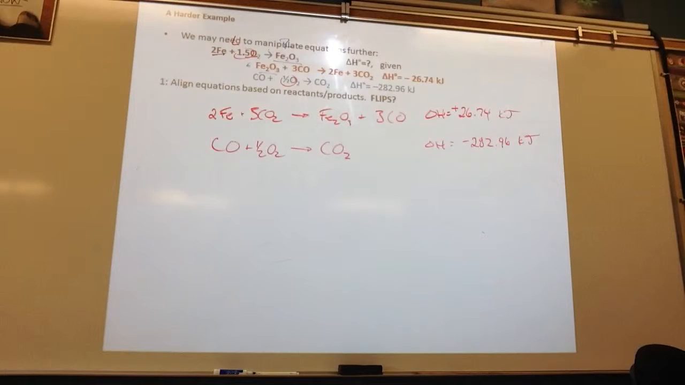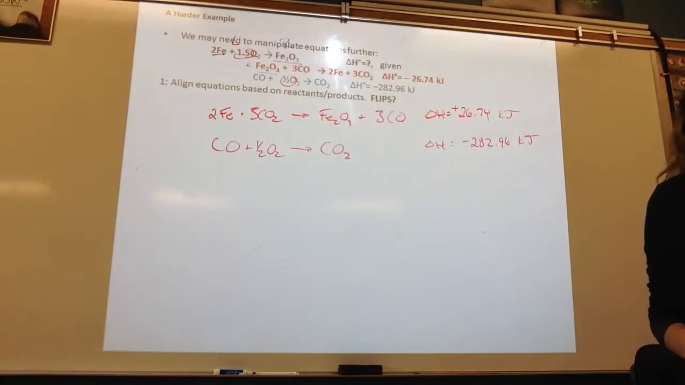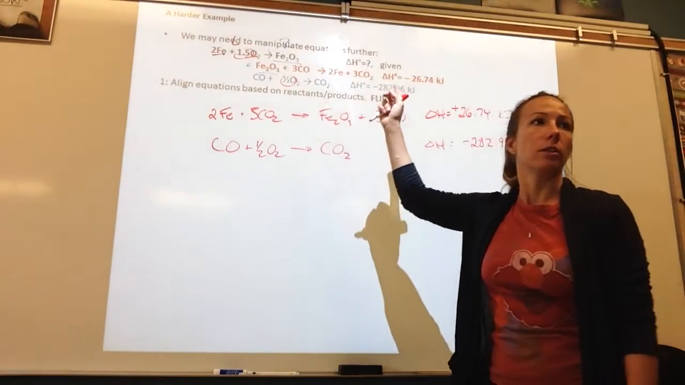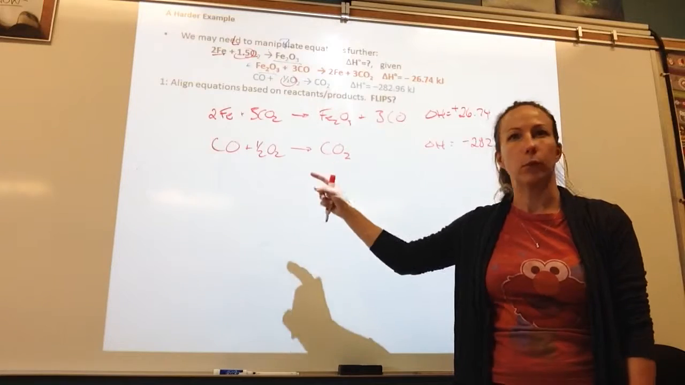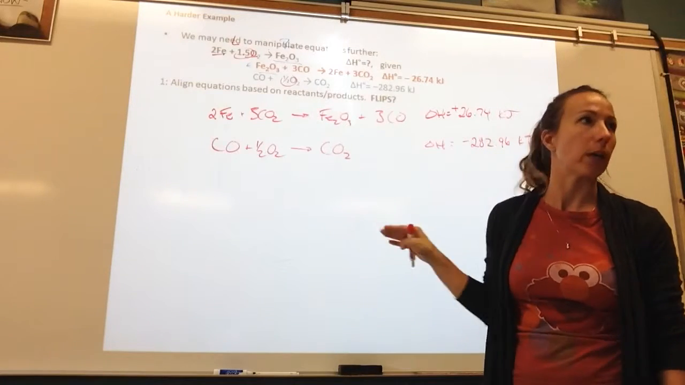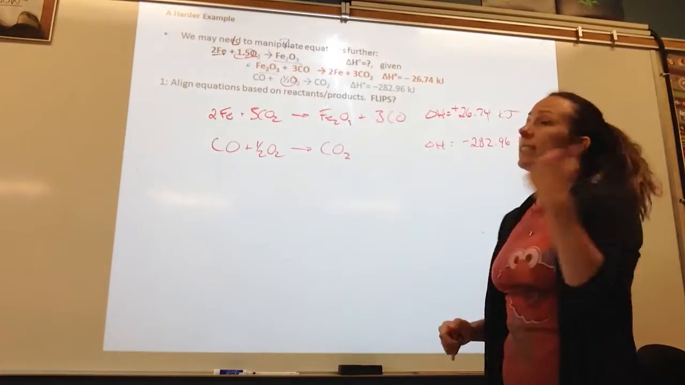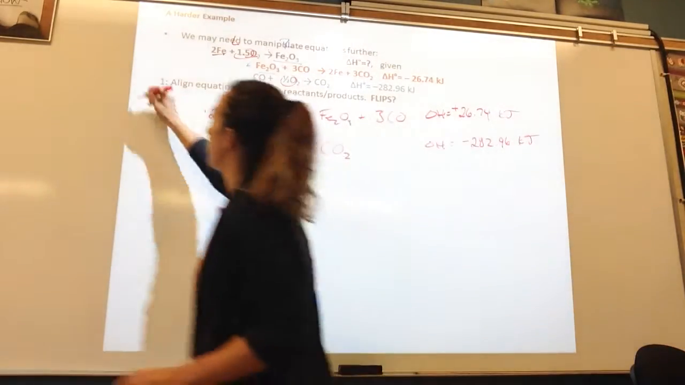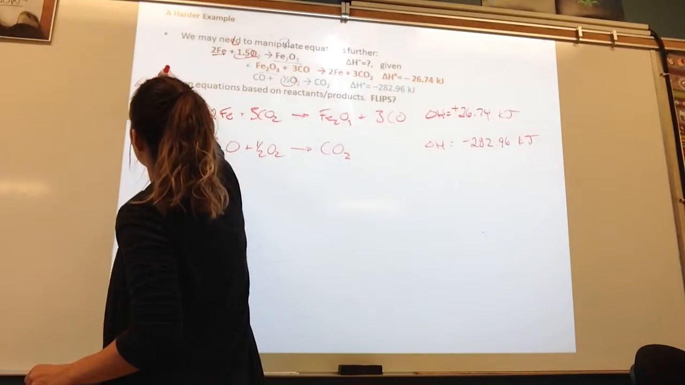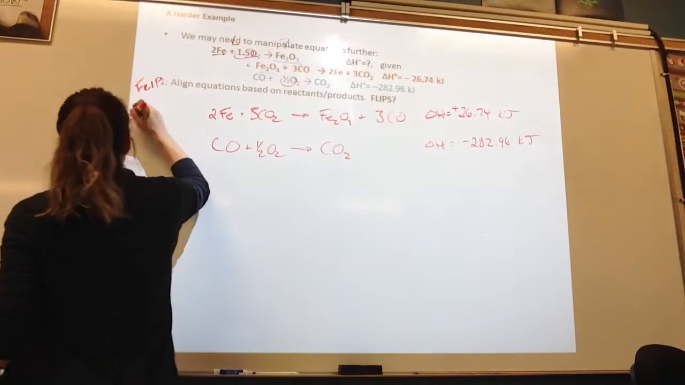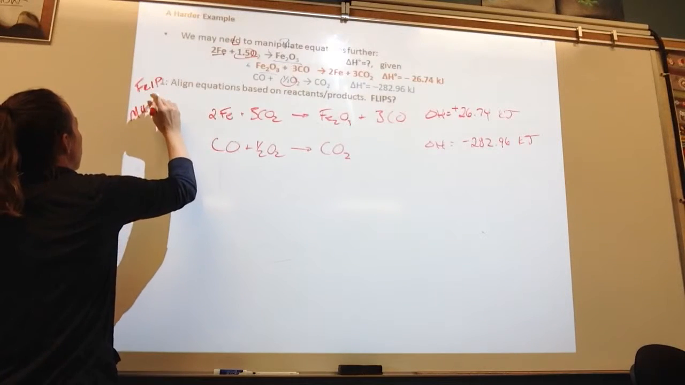Everybody okay so far? So the first thing you do is you look for flips. And you look for those flips based on what side do I want it on, and is it there yet? No? Okay, flip it. Yes? Okay, leave it. Everybody all right with that? So the first is flip. That's the first thing we're looking for. The second thing we're looking for are multiplies.